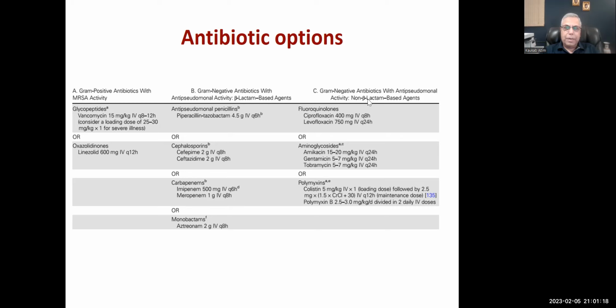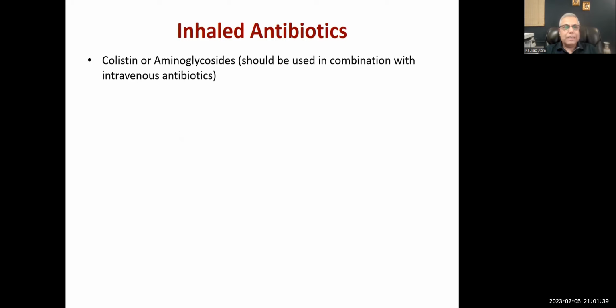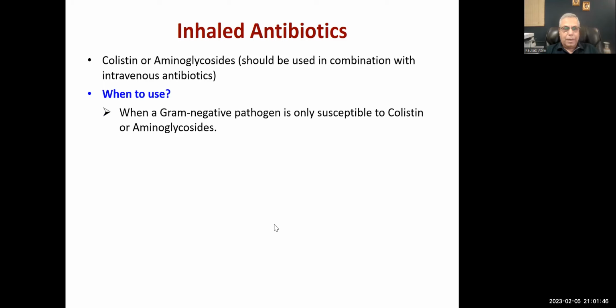Then gram-negative antibiotics with anti-pseudomonal activity, non-beta-lactam based, okay? Fluoroquinolones, aminoglycosides, and polymyxins. And this is the last treatment option that we have. If this doesn't work, then we are in a bad situation. Then inhaled antibiotics, colistin or aminoglycosides, should be used in combination with intravenous antibiotics. When to use? When a gram-negative pathogen is only susceptible to colistin or aminoglycosides.